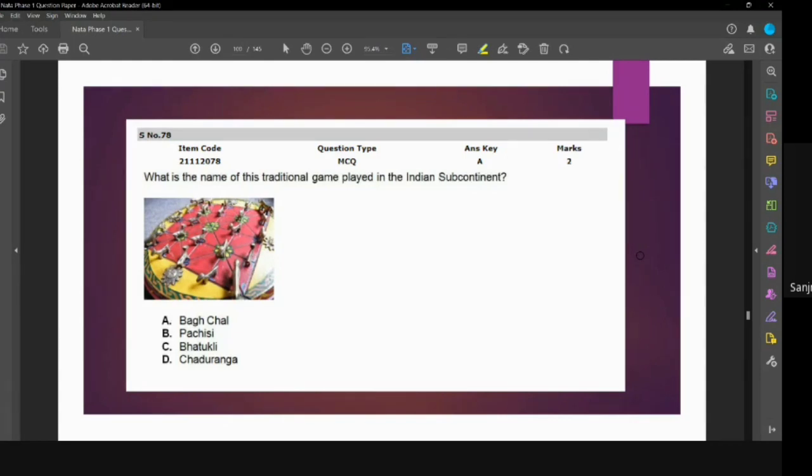Bagchal നേപ്പാളിൽ ഒറിജിനേറ്റ് ചെയ്തിട്ടുള്ള ഒരു ഗെയിമാണ്. It is basically played by two players, and that is a board game. It is an asymmetrical board game where one player controls 4 tigers and the other player controls up to 20 goats. So the tiger hunts the goat while the goats attempt to block the tiger's movement. So it's a Nepal originated game. So the correct answer is option E, Bagchal.